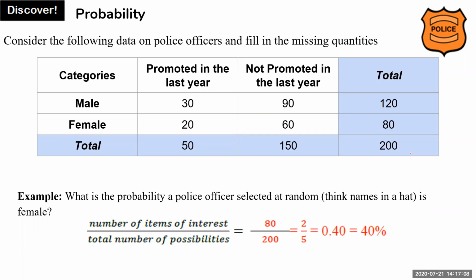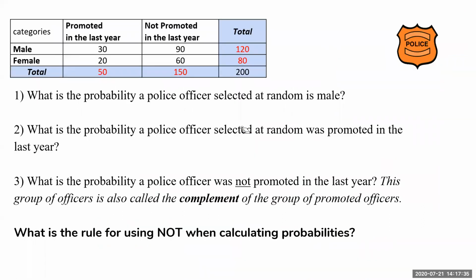Okay, so number of items of interest. So the total female police officers is what? 80. And then over the total, both male and female, that will give you 40%. So pay attention closely, okay? All right, let's go. Now, what's the probability a police officer selected at random is male? Okay, yeah, you guessed right. So that will be what? 120 over 200, so 60%.